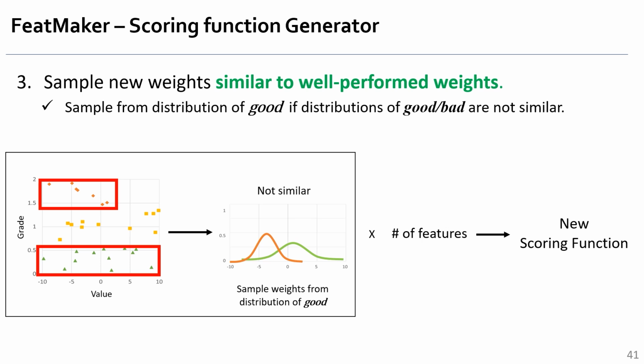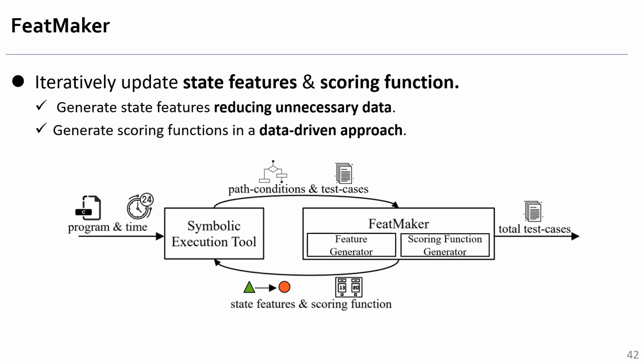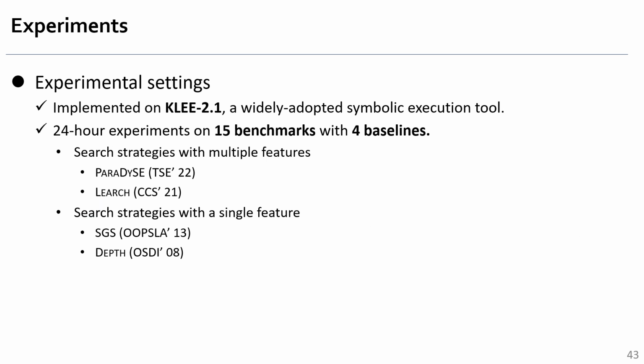And through these steps I've explained, FeatMaker updates state features and the scoring function and repeats until the given time budget expires. This was how our tool FeatMaker works. And then let's move to the experimental evaluation of our tool FeatMaker.